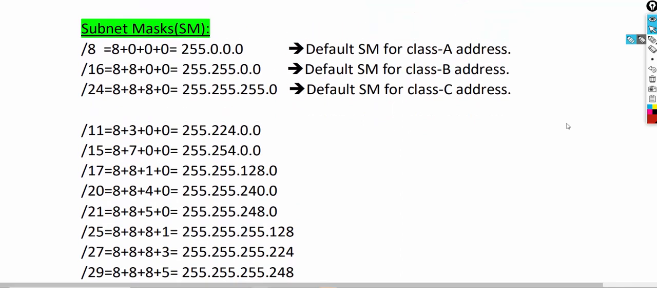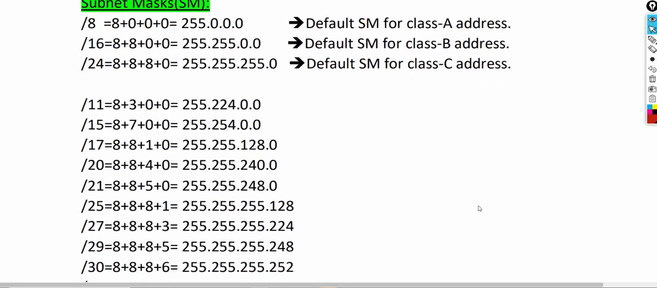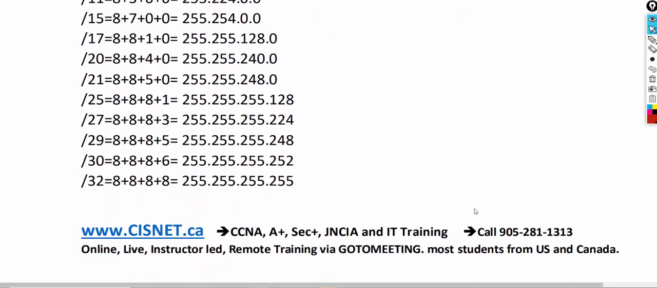Normally we know /8, /16, /24 are the defaults. /8 means 255.0.0.0, /16 means 255.255.0.0, /24 means 255.255.255.0. Basically you have to write it down like this, and please try to write this one and exercise by yourself. You should know these ones.